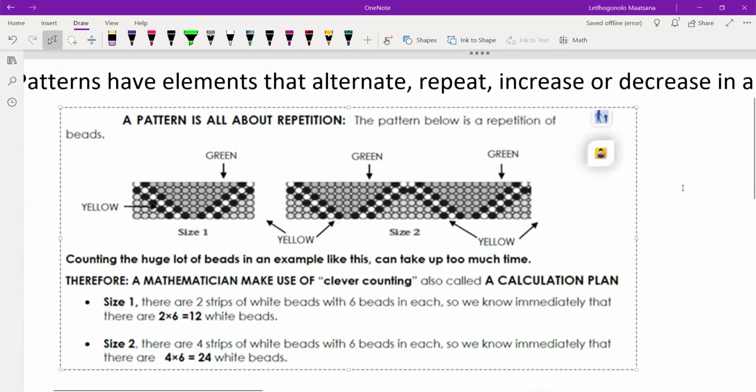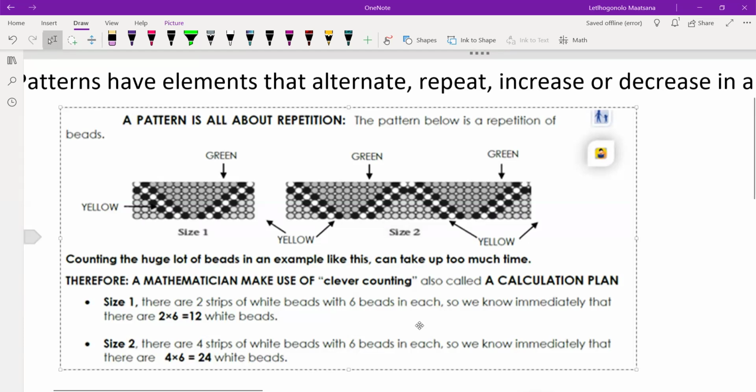So the thing we will focus on is the white part here that runs over here and that white part that runs over there. For the first size, there are 2 strips of the white beads with 6 beads in each. So we know immediately that there will be 12. Why? Because there's 2 strips. For the second one, we have 4 strips that run in there. That means we will have 4 times 6.